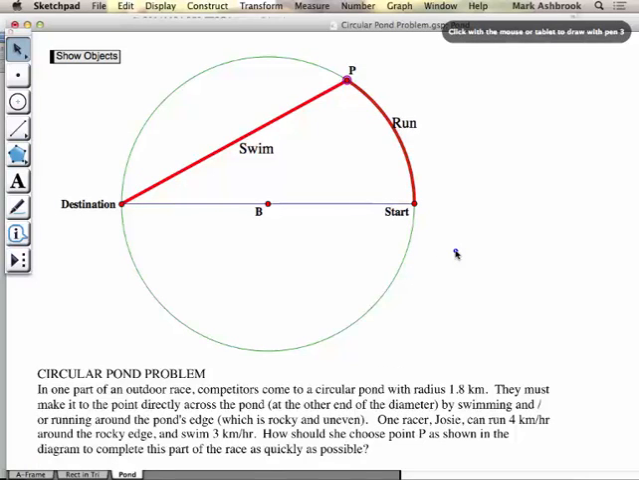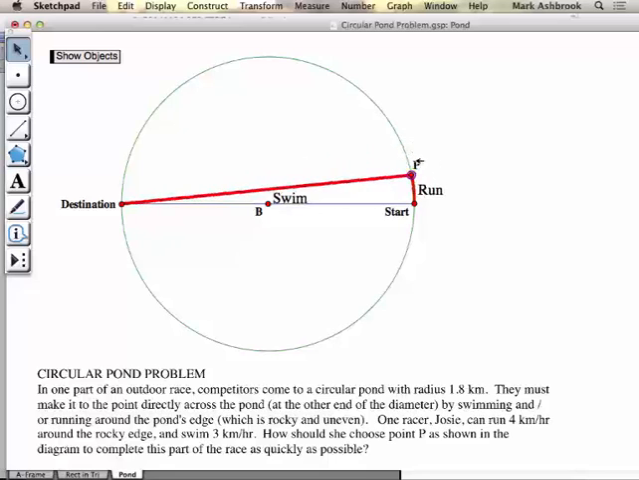The pond's edge is kind of rocky and uneven, so it's hard to run on as an obstacle course. So one racer, Josie, can run 4 kilometers per hour on this terrain, and she can swim 3 kilometers per hour. How should she choose point P to finish this part of the race as quickly as possible?